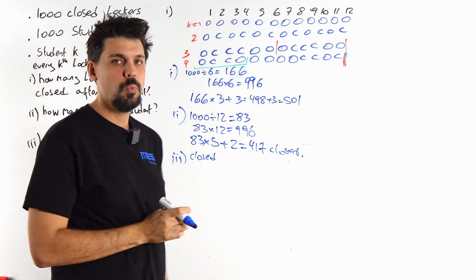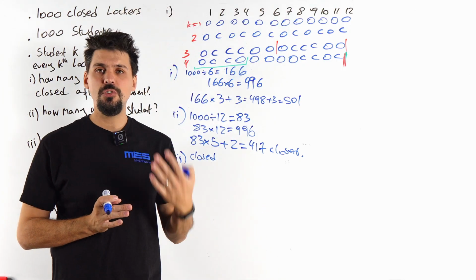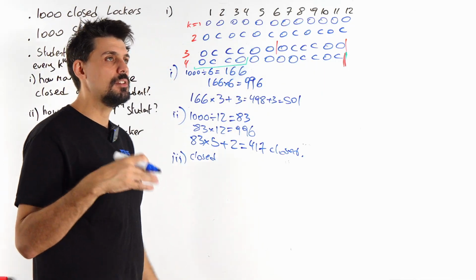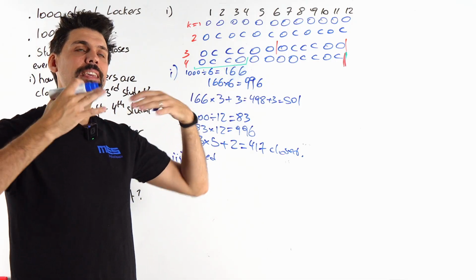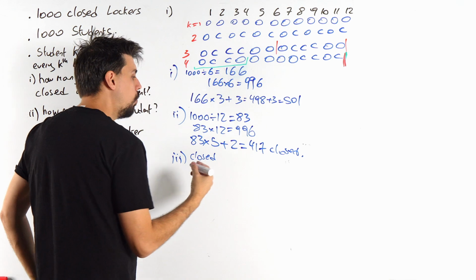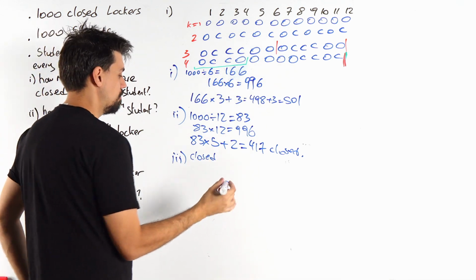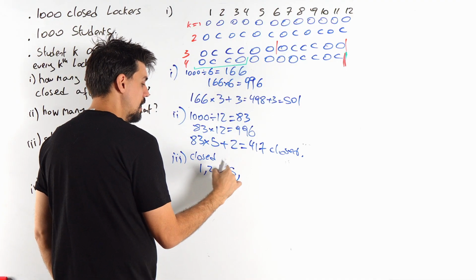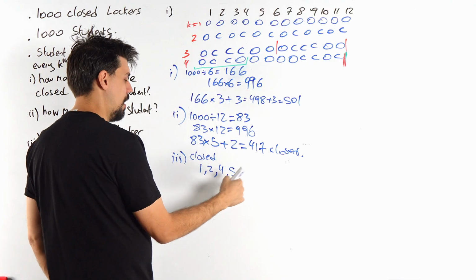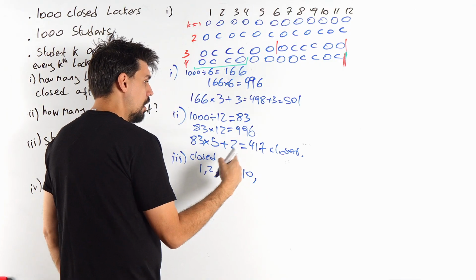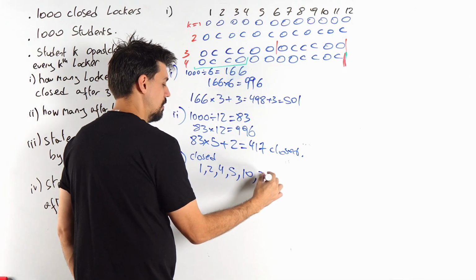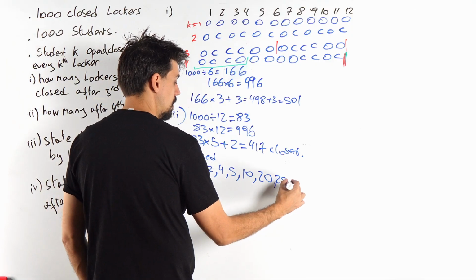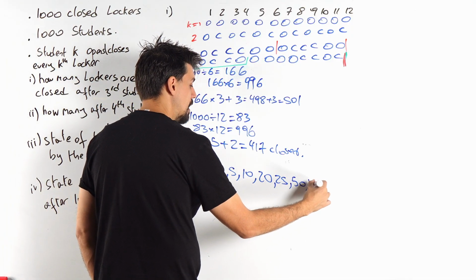Now, which students will open and close it? Well, any student whose number is a factor of 100, because they each flip the door in steps of K, so their K has to go into 100. So what numbers will go into 100? 1 will, 2 will, 3 no, 4 will, 5 will, 6, 7, 8, no, 9, 10, 13, 14, 15, 16, 17, 18, 19, 20 will, 25 will, 50 will, and the 100th student.